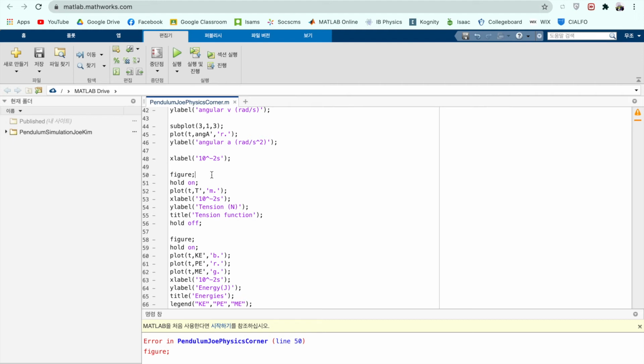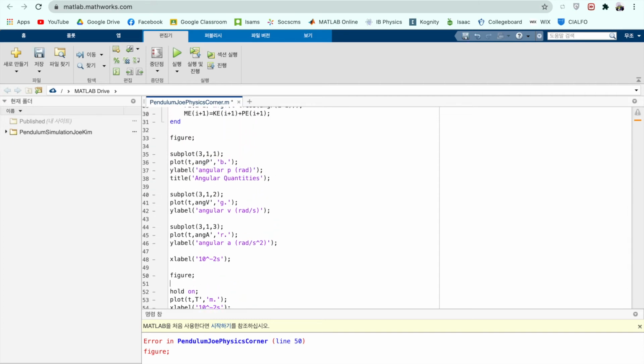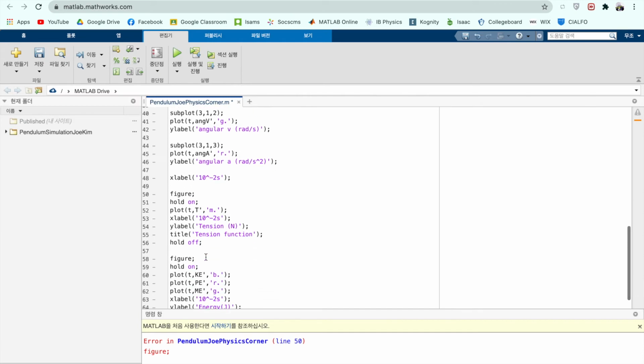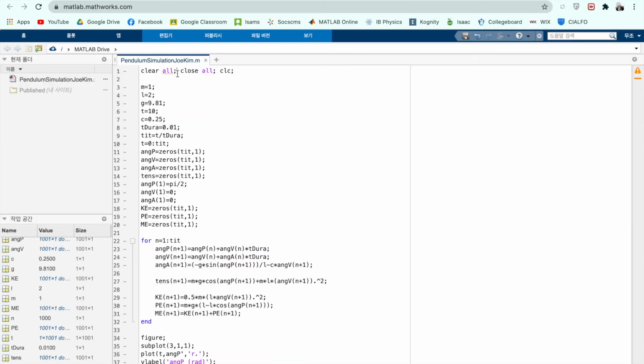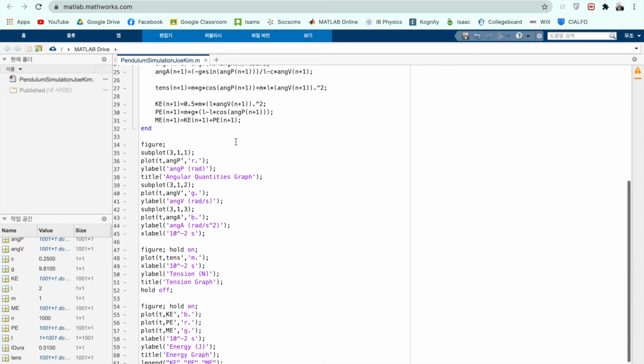What? Why is that wrong? I'm going to do the debugging and come back. So now, I believe everything works. This is the code.